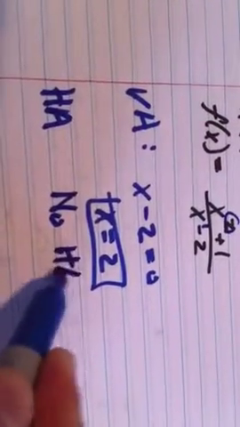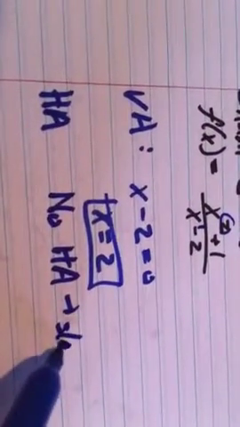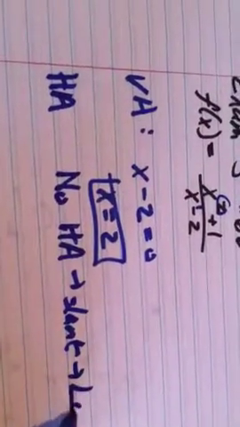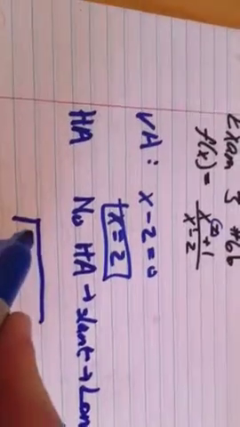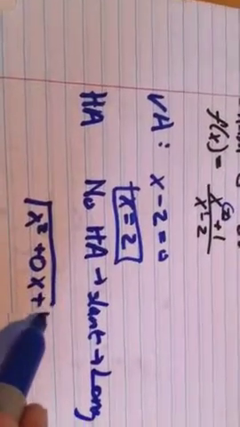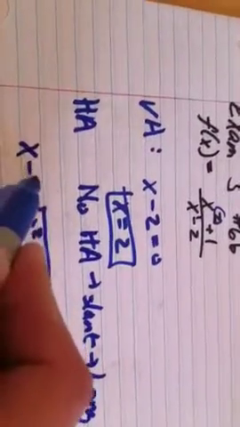Next thing he wants us to find is the horizontal asymptote, and that's where you're playing the comparison game. If the degree of the top, this 2, is bigger than the degree of the bottom, there actually is no horizontal asymptote. There's a slant asymptote instead. And when there's a slant asymptote, we have to do long division, unfortunately.